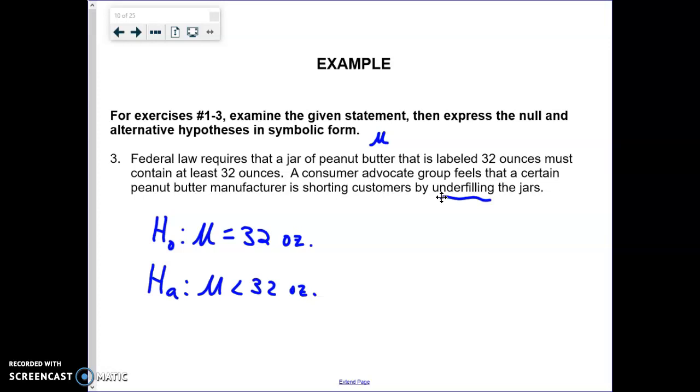Now somebody's going to say, what about the "at least"? That's just telling you that the jars are supposed to be filled with at least 32 ounces. What the group wants to see is whether they are underfilling, and that's what we're going to do our hypothesis test on.